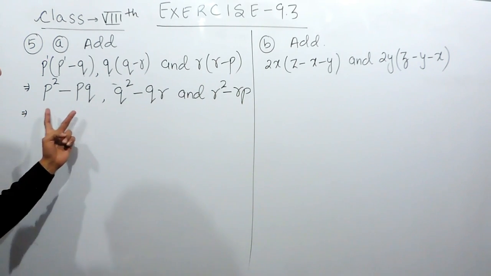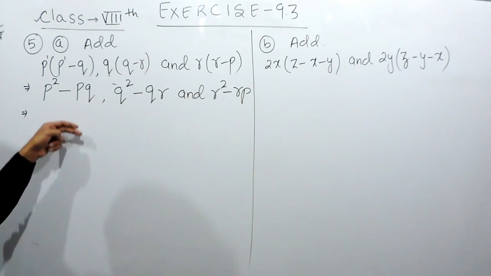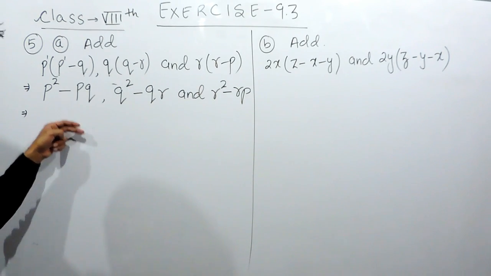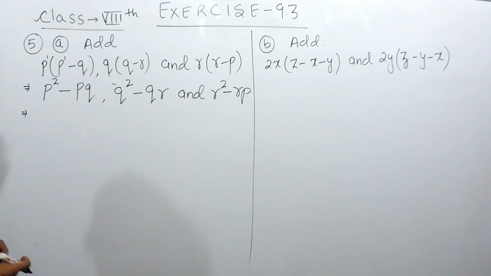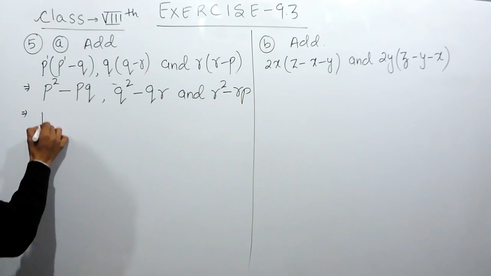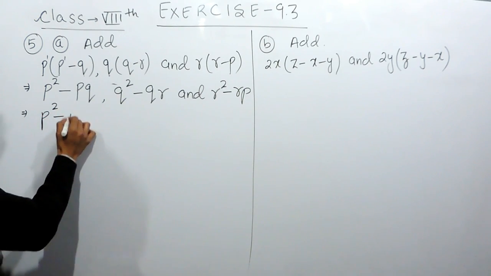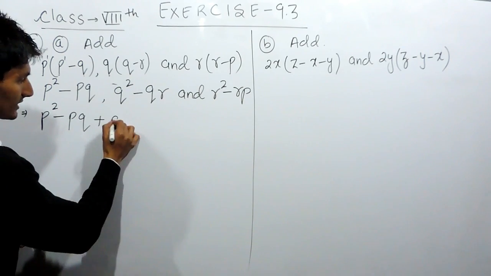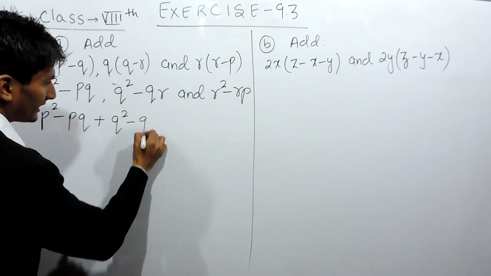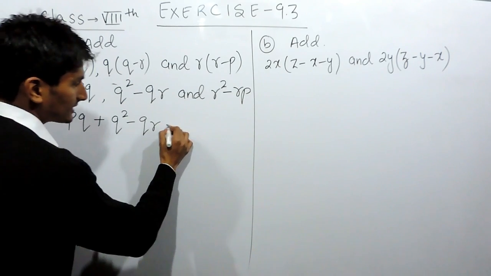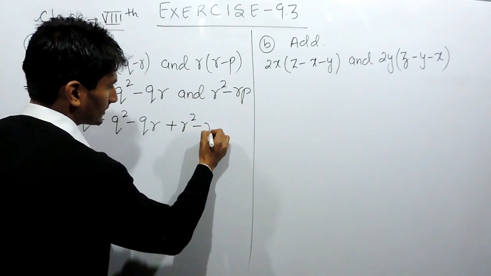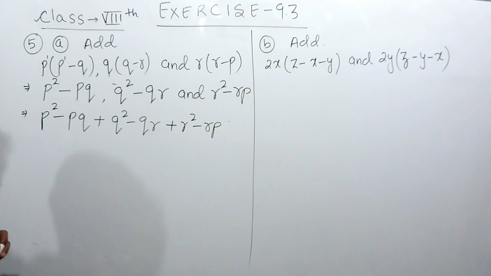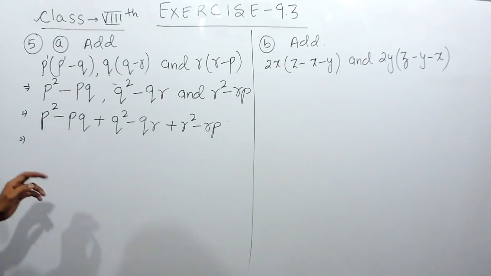There are two ways of adding. The first is you can write this horizontally, or you can write this vertically. So here I am writing this horizontally. So p square is added, this term is added with this term, because this is addition, so the sign will remain as it is, and this is added with r square minus rp.